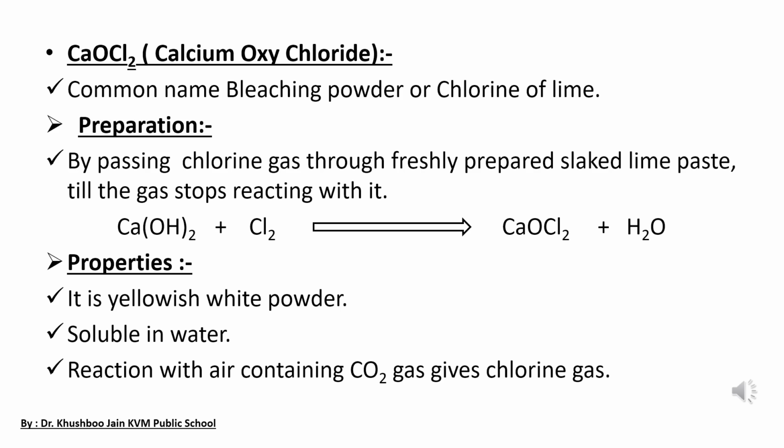Next, the properties of calcium oxychloride. It is a yellowish white powder. ये येलो कलर का पाउडर होता है. It is soluble in water. जैसे आप उसको वाटर के अंदर डालेंगे, it dissolves in water.